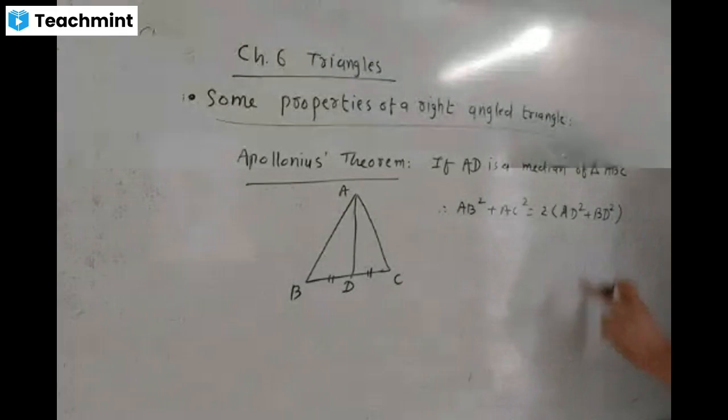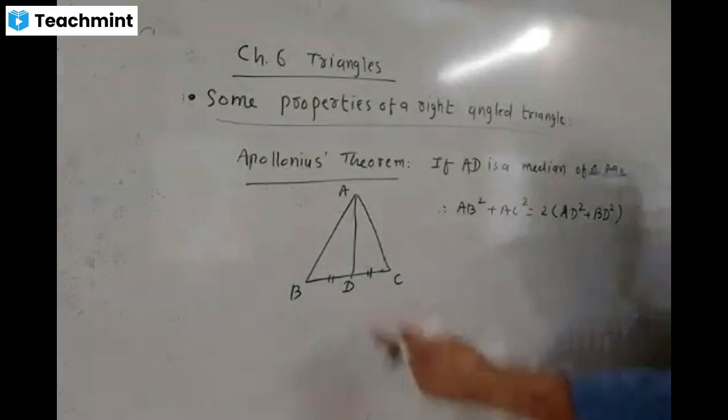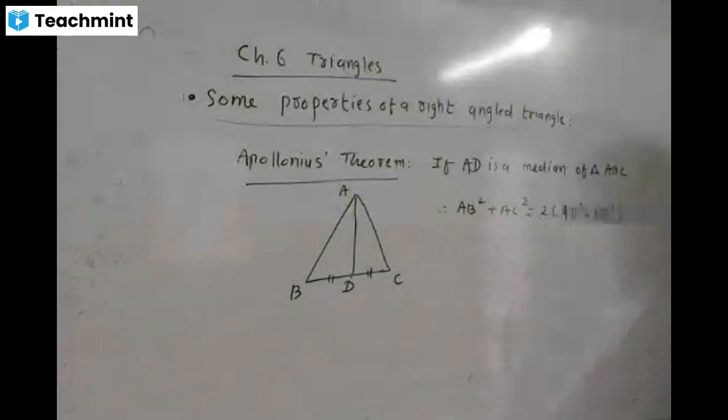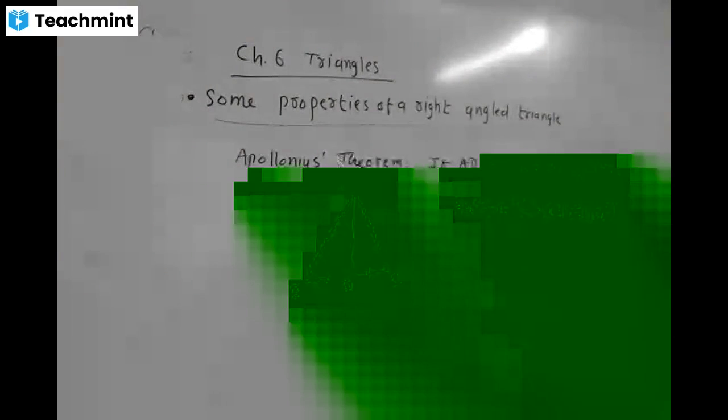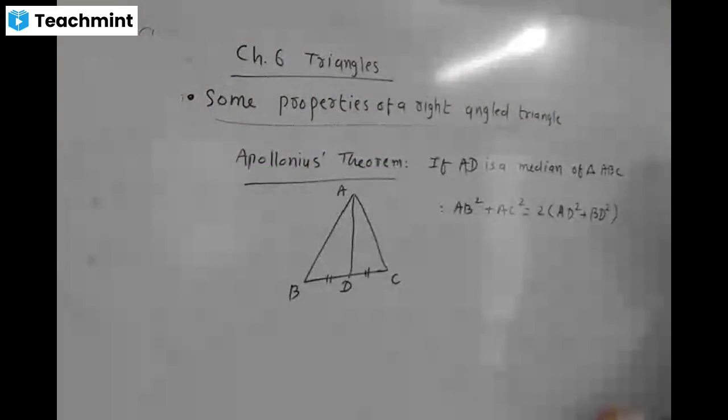Using the formula, if 3 values are given in the question, AB, AC and AD, then find the length of BC. So first you find the length of BD, then we multiply by 2 to get the length of BC. इस फॉर्मूला में वैल्यू रख के हम BC की वैल्यू फाइंड कर सकते हैं. ओके, चलो आगे.